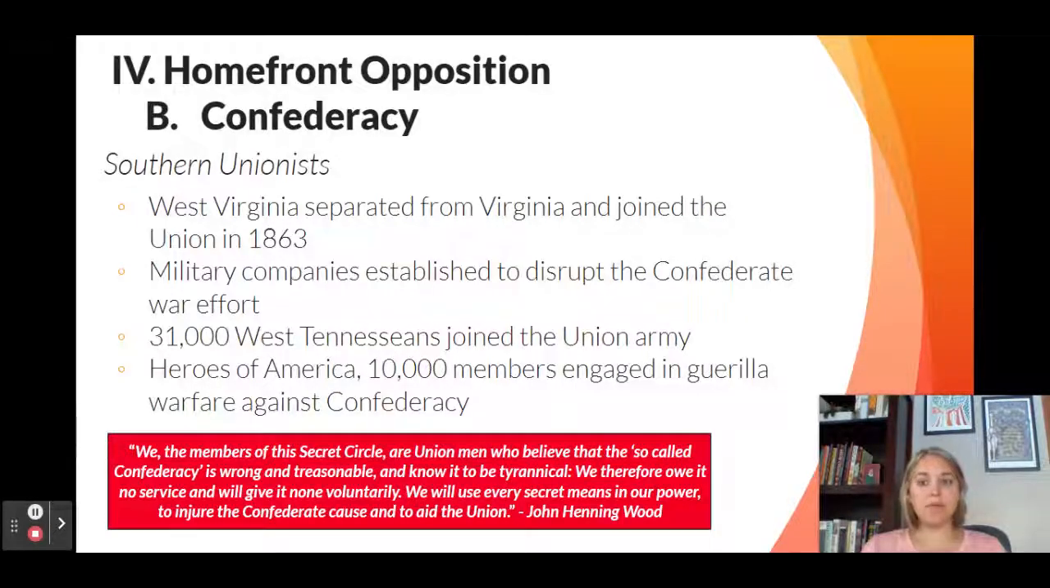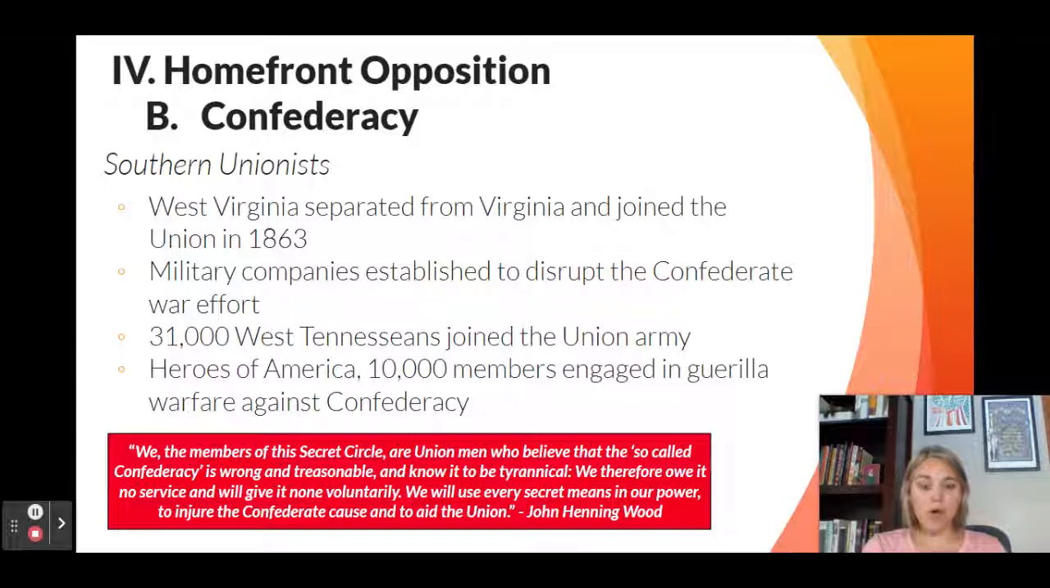So then our final home front opposition we're going to talk about is the Southern Unionists. These are going to be kind of the opposite of the Copperheads in the North. The Southern Unionists are going to be against the secession and want to remain loyal to the Union. The best example we have is West Virginia separating from Virginia and becoming its own state as part of the Union in 1863. We see military companies established to disrupt the Confederate war effort. We see tens of thousands of people fleeing the South to join the Union Army. One specific group is the Heroes of America, who engage in guerrilla warfare against the Confederacy.